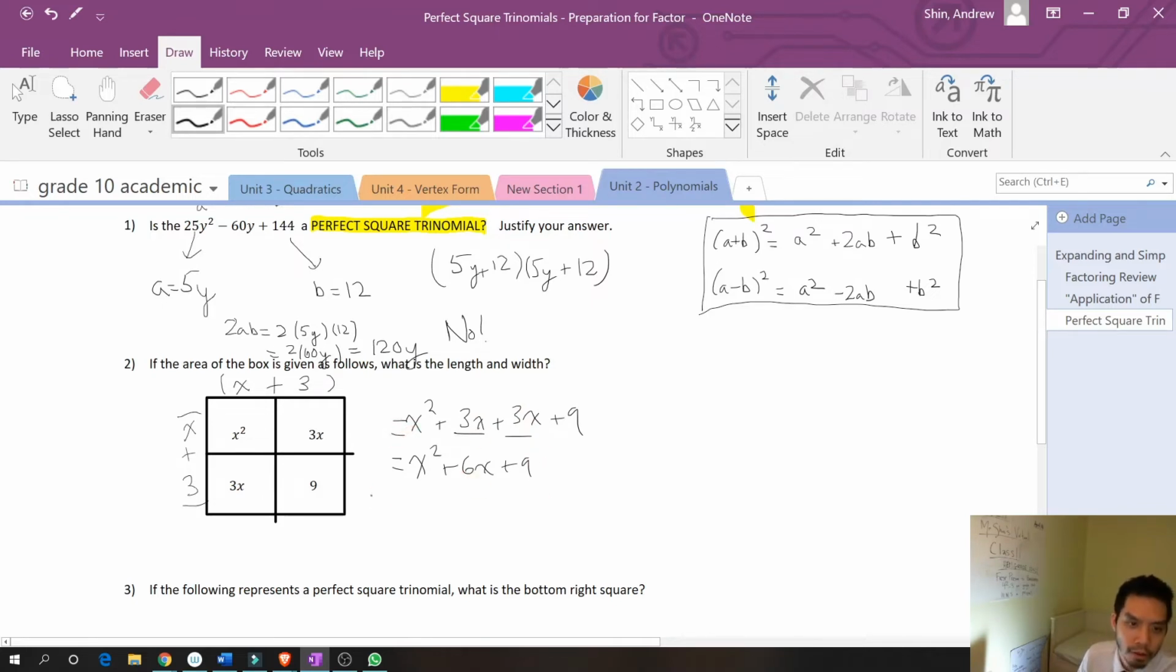Okay? So the length and width, therefore, x plus 3 is both length and width.